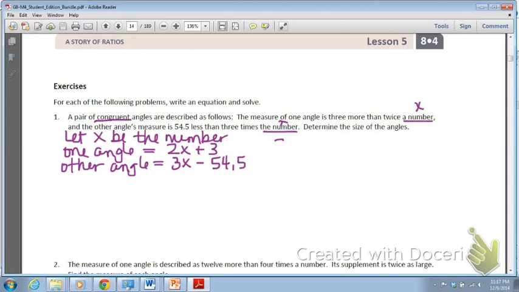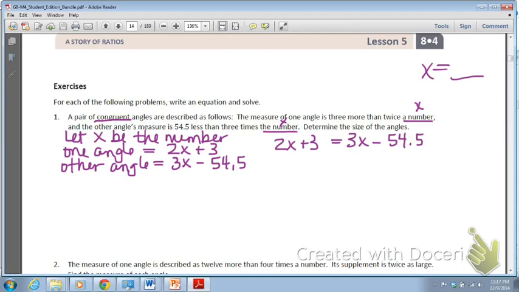So I'm going to write an equation here. 2x plus 3 is the measure of one of the angles, and so that should be equal to 3x minus 54.5. Now if I look at the left side and the right side, both sides just have one term with a variable. This side has the 2x, this side has the 3x, and then they both have a constant. So there's nothing really to do to simplify the right side or the left side. So I'm going to start using the properties of equality to solve this equation. Remember, I'm getting it in the form x equals something.